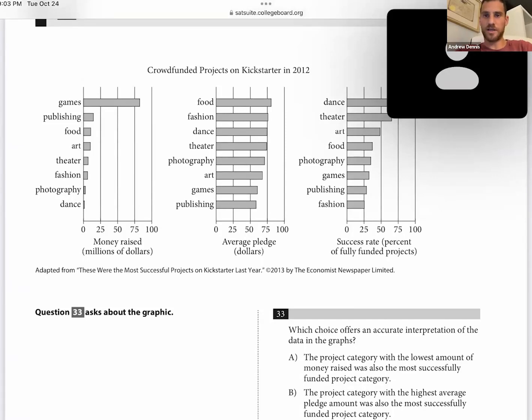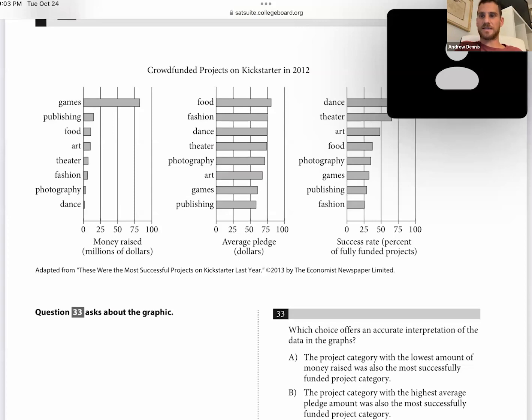So we have money raised for crowdfunding, mostly on games. Average pledge was mostly for food. So the success rate was mostly for dance. So it's kind of interesting, right? Because just because you had money raised doesn't mean it was successful. And just because you had dollar pledge doesn't mean you're successful. It's kind of something in the middle.